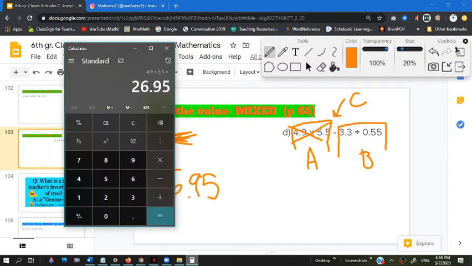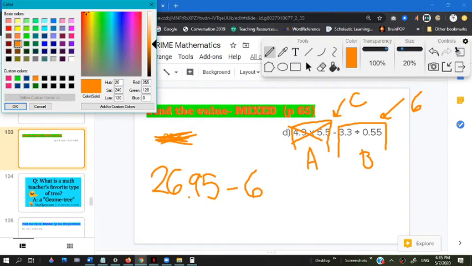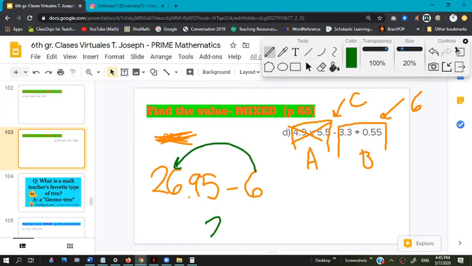Now we're going to do the division. I'm going to clear my calculator. 3.3 divided by 0.55. Now, if I would have moved the decimal points over, I would have had 330 divided by 55, which equals 6. So this is going to give me 6. So we're really subtracting 26.95 minus 6, which is pretty simple. You can just do that in your brain, right? 26 minus 6 is just 20. And then you add your decimal point into your problem.